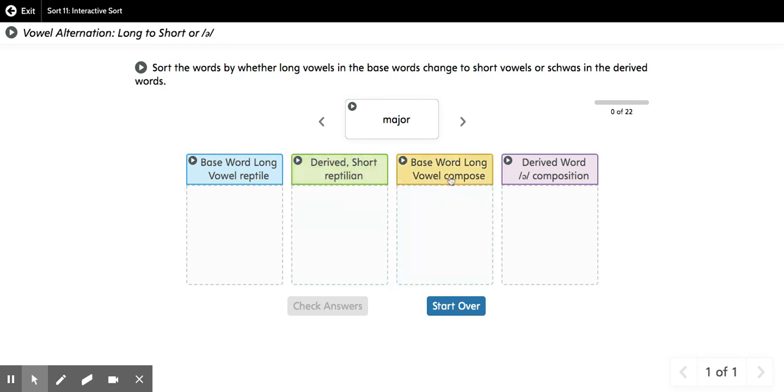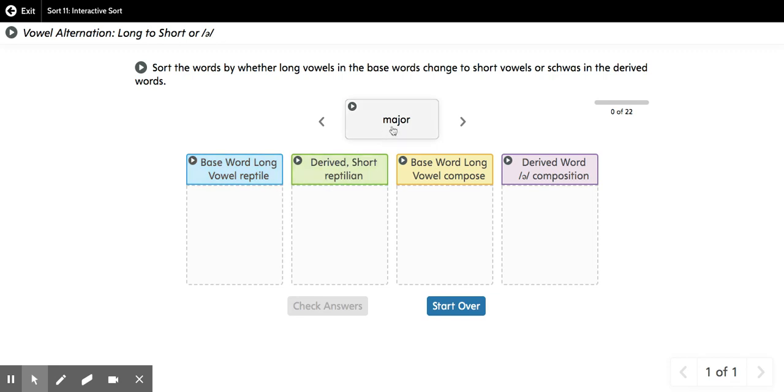So over here, we have a base word with a long vowel, compose, O. But when that word is derived, composition, it doesn't change to a short vowel. It stays a long vowel. So these two headers have to do with a long vowel that stays a long vowel, whereas these two headers are where the base word has a long vowel and gets switched to a short vowel.